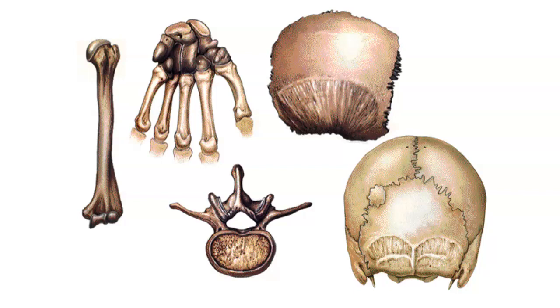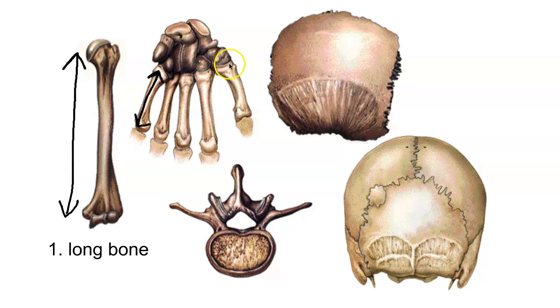Bones are classified in two ways. One way is based on shape. And so there are long bones, like the humerus, like many of the bones in the limbs, that are elongated. And it doesn't have to be extremely long to be a long bone. For instance, the metacarpal is a long bone, even though it's relatively small, located in the hand.